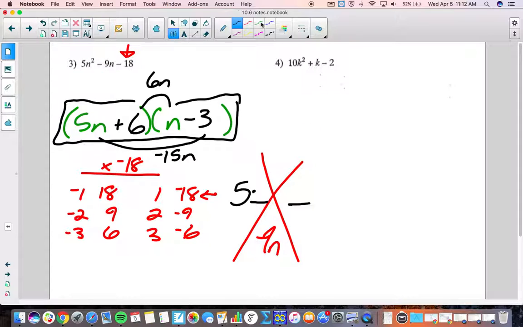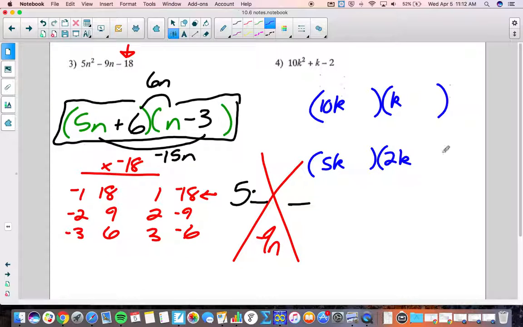Now this last one's a little bit goofy, or a little bit different. I've been quick to say what the first terms are going to be. Now we need to multiply two things together to get 10k squared. So we could have 10k and k, or we could have 5k and 2k. I'm not sure which one. Luckily, at the back here, we need numbers that multiply to -2. So we're looking for factors of -2. And there's not many. -1 and +2, or 1 and -2.